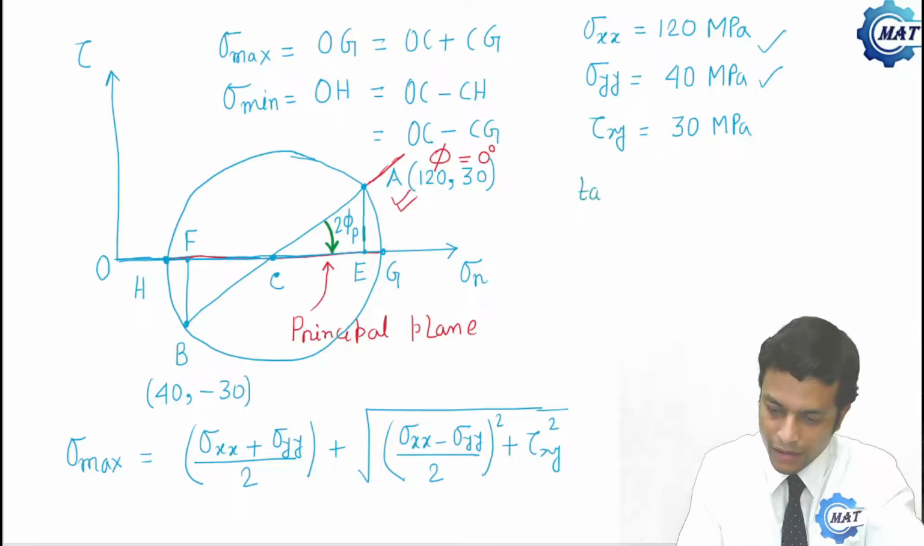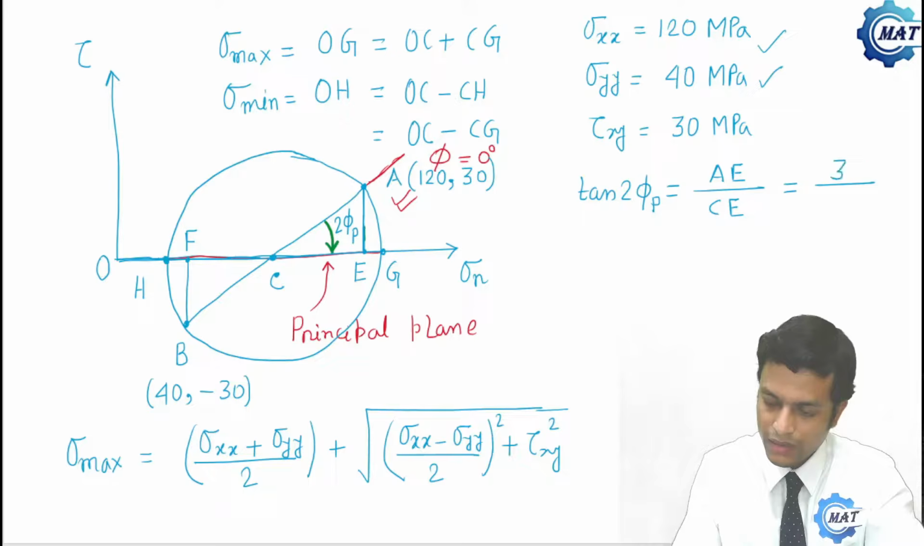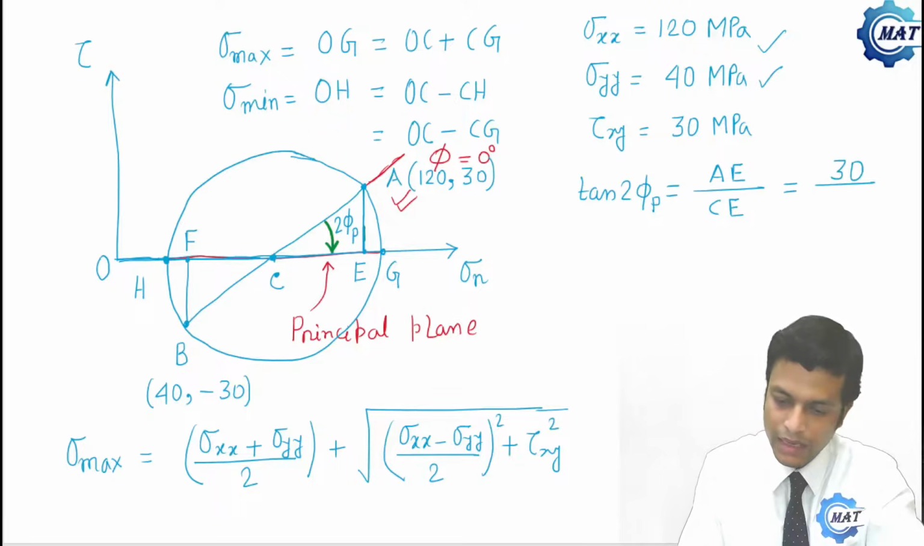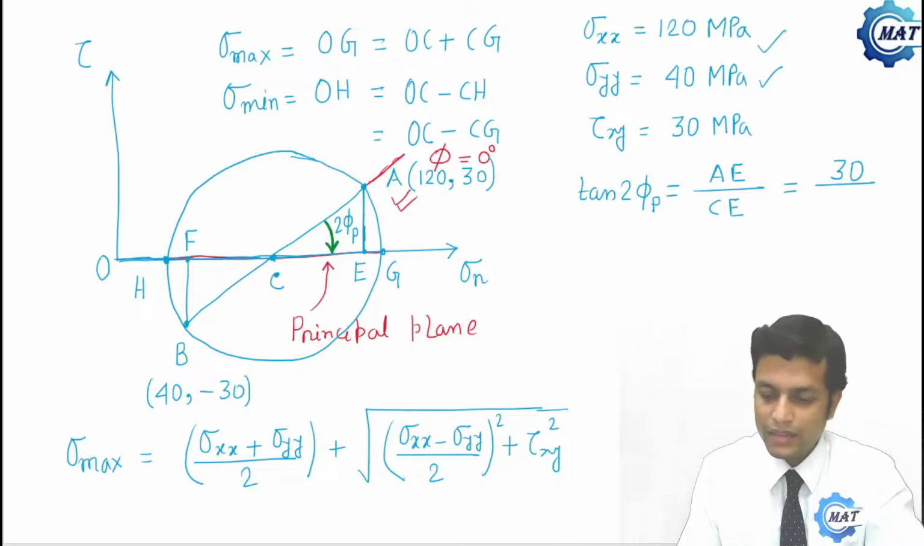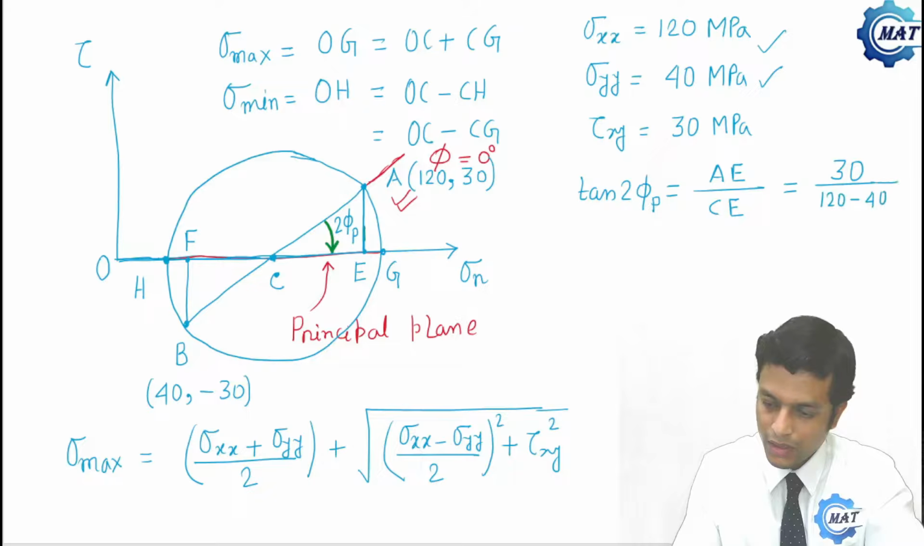Then tan 2 phi p is what? AE divided by CE. What is AE? AE is tau xy, that is 30. CE is (sigma xx minus sigma yy) by 2, that is 120 minus 40 divided by 2. So tan 2 phi p becomes 30 by 40.